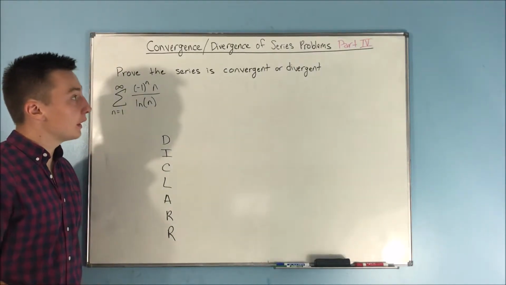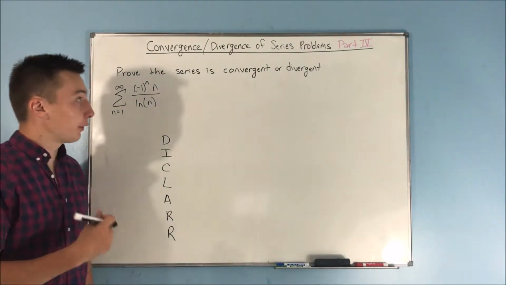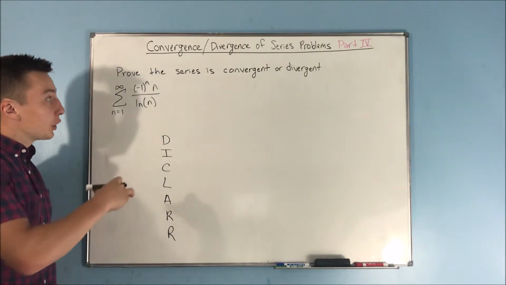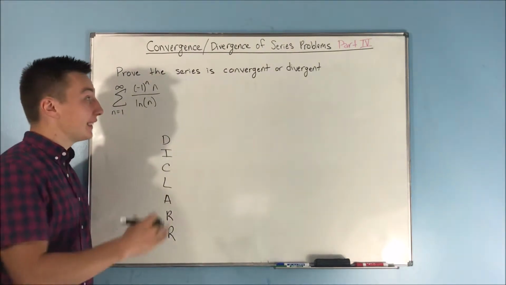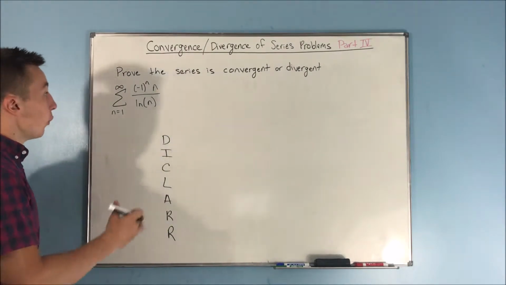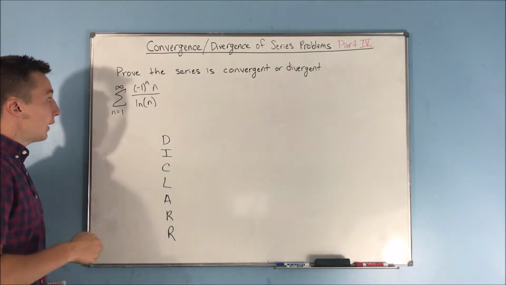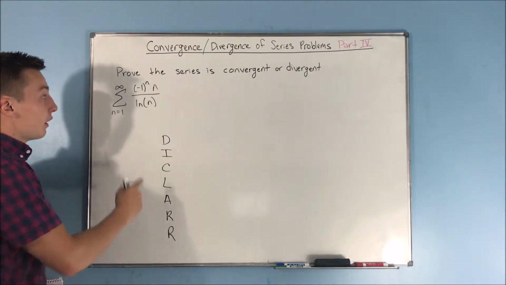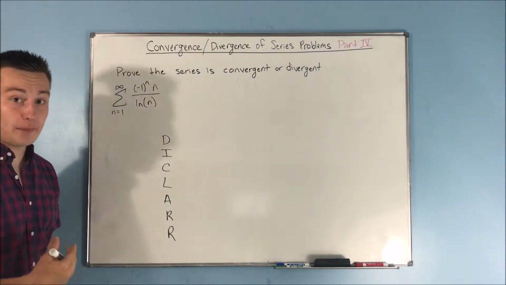So this video is going to be part 4 of our convergence and divergence of series problems. Okay, so we want to prove if this series is going to be convergent or divergent. We have the series, the sum from n equals 1 to infinity of negative 1 to the n times n over the natural log of n.